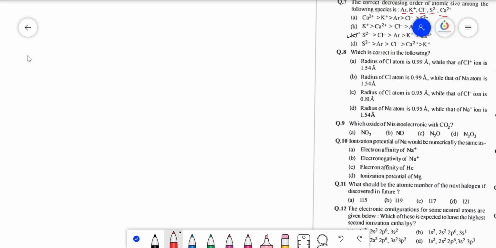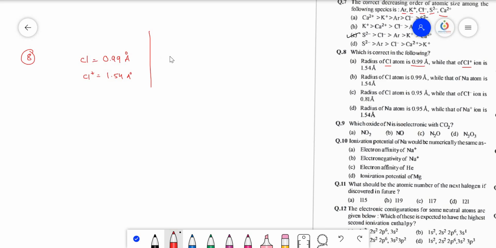The next question is 8th question. Which is correct in the following? The radius of chlorine atom is given. Chlorine atom 0.99 angstroms, and similarly Cl plus ion is given as 1.54 angstroms.